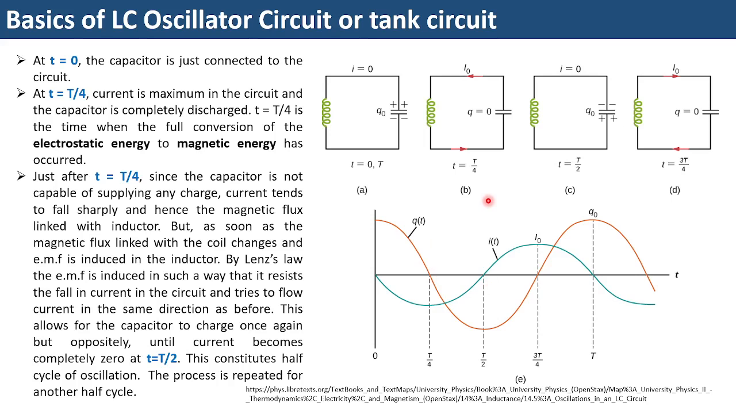Once you have got the electrostatic energy stored in the capacitor, then it becomes a magnetostatic energy stored in the inductor, and again back from the magnetic energy we get electrostatic energy back to the capacitor, and this continues. It means electrostatic energy to magnetic energy and magnetic energy to electrostatic energy. This conversion cycle continues, and that's what actually gives you the oscillation.